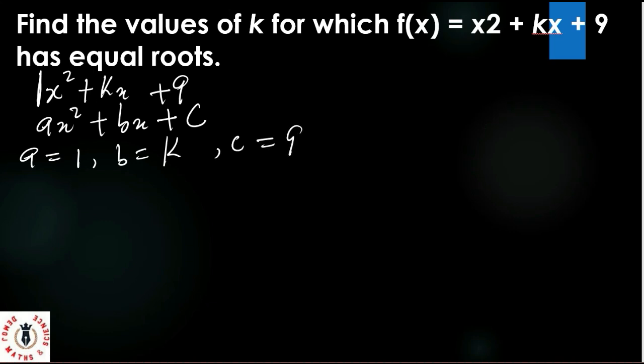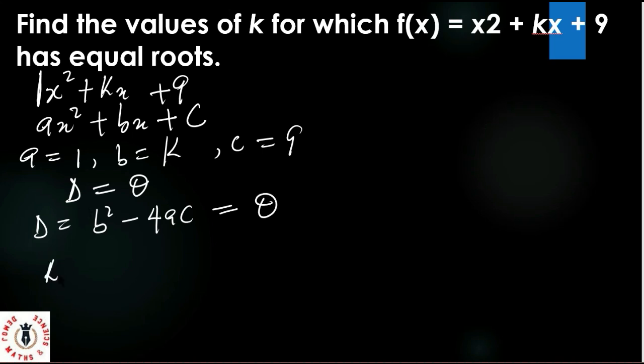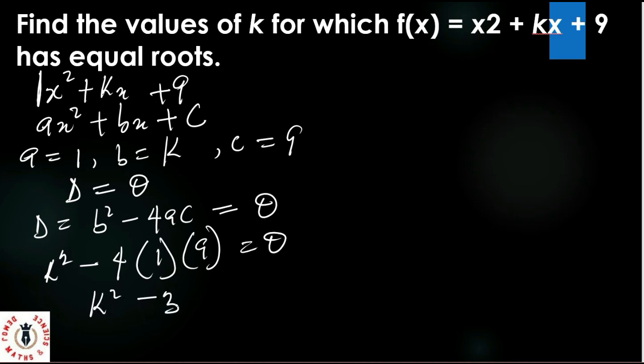Now to determine the value of k when it will have equal roots, my d must be equal to 0. So my d, which is b squared minus 4ac, must be equal to 0. Now my b here is k, so that's k squared minus 4 times a, which is 1, times c, which is 9, equals 0. So k squared minus 36, since 9 times 4 is 36, equals 0. k squared is equal to 36. I'll find the square root of both sides, and k will be equal to plus or minus 6.